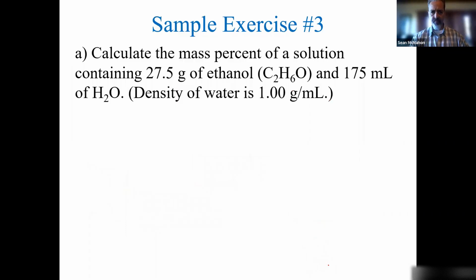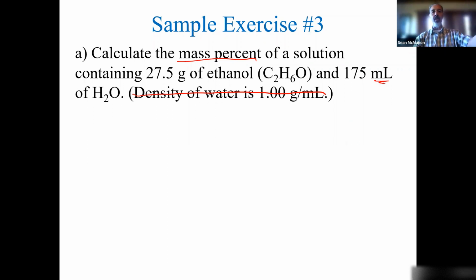Let's do some practice. Calculate the mass percent of a solution containing 27.5 grams of ethanol and 175 mL of H2O. Now I give a hint. The density of water is 1 gram per mL. I do not have to give that hint. So someone might say, well, wait a second. They're saying mass percent, but this is in milliliters.